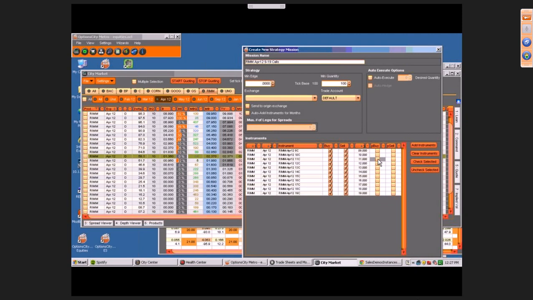So there's a lot of ways that you can tailor. If you just wanted to be a net option buyer, we wouldn't look for selling opportunities. You can just tailor it to buying options at a specific strike or a range of strikes.